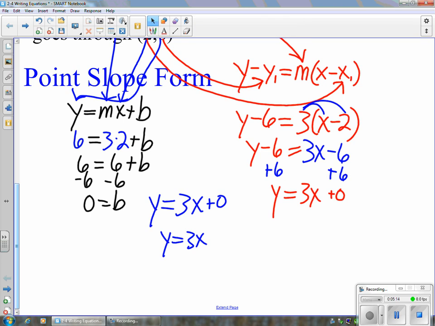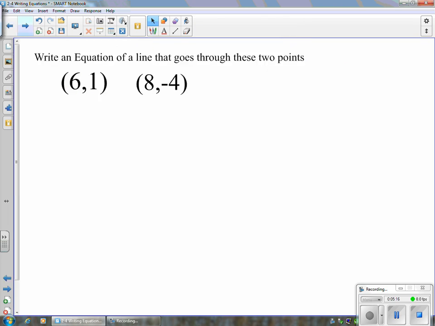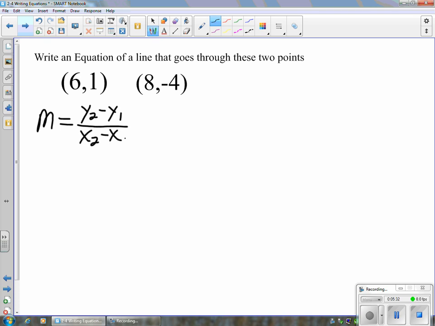But either way you like it, there's two different ways of getting the same exact equation. Well, what happens if they tell you write an equation of a line that goes through these 2 points? Now you don't have slope. Well, remember what the formula was for finding slope. M equals y2 minus y1 over x2 minus x1.